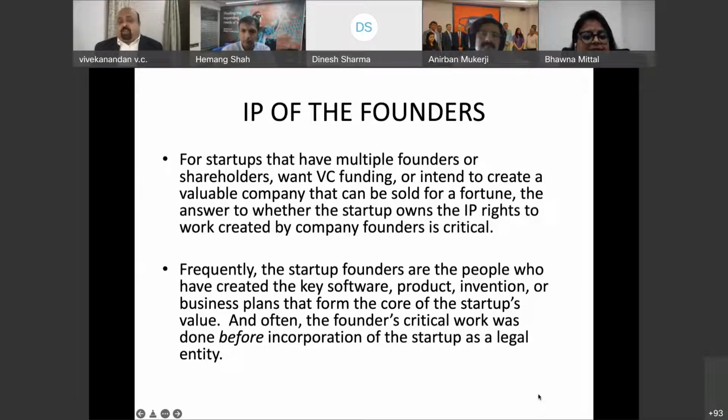Frequently, the startup founders are the people who create the key software, invention, or business plan. They form the core of the startup's value. Often, the founders' critical work was done before incorporation of the startup. When I use the word startup, I mean a legal journey into an organized entity. It is not about four people meeting, sitting and speaking. It is a legal journey into something where you cannot even imagine where it can go. And IP is a core thing in that.